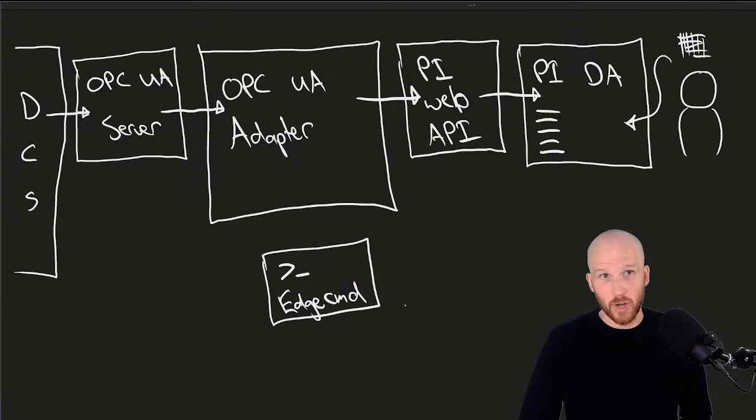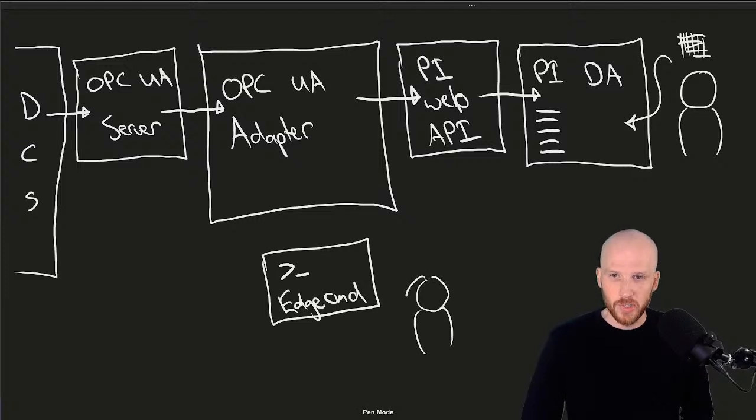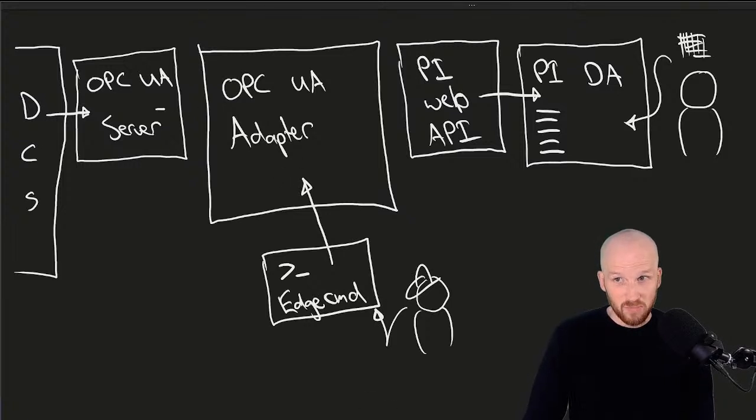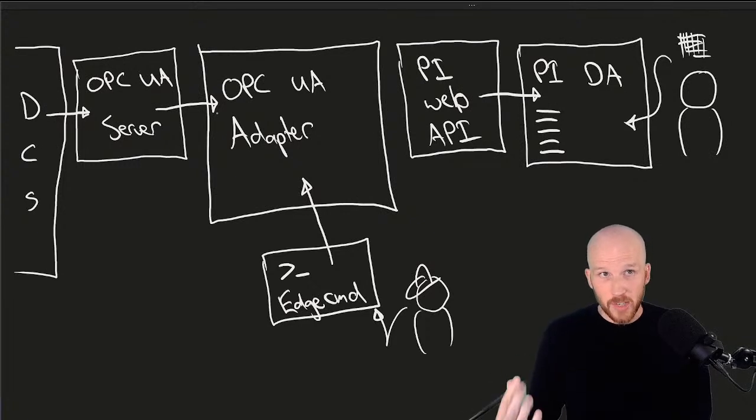And we, as an administrator, this is us. You know it's us because we've got a hat on. There we go. We're going to use Edgecmd, and Edgecmd is going to configure this adapter. So we're going to start off with an adapter that has no configuration. We're going to go and tell it to connect to the backend OPC UA server, what data to read from that server, and where to send the data from there on.